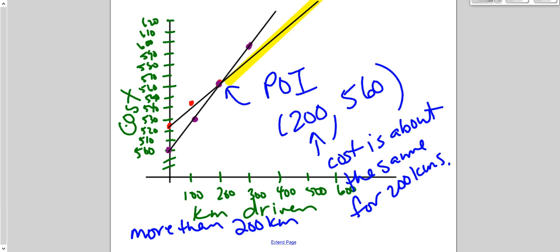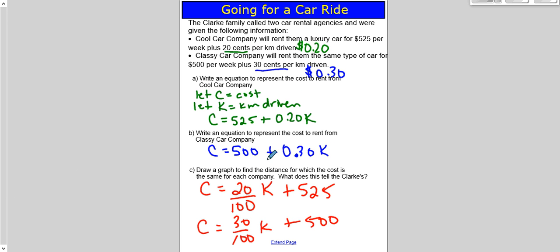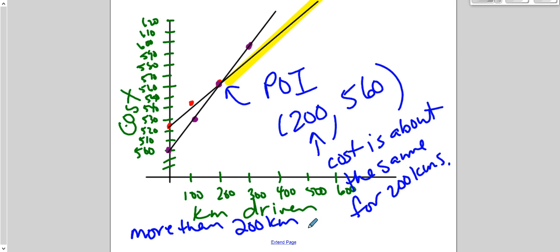And I think that was our first company. I'll have to just actually float back here. Yeah, that was that first one at, or no, second one at 525. So that was the, no, that was the first one. Sorry, that was the Cool Car Company. So the Cool Car Company is the one that they want to take if they're going to go more than 200 kilometers.